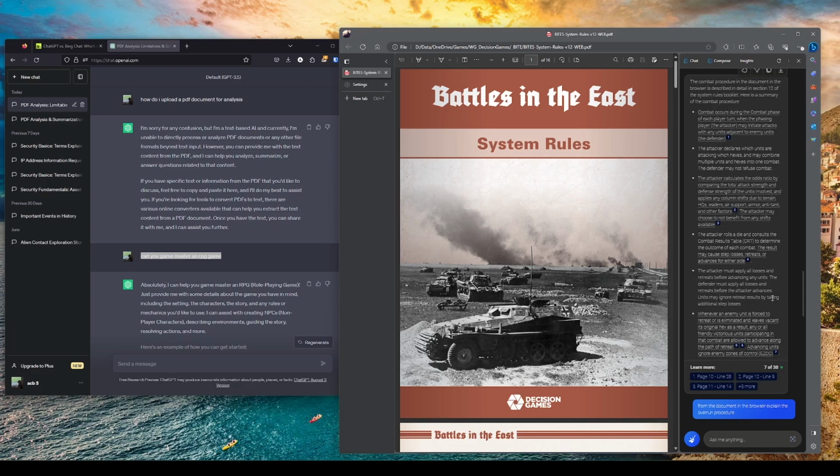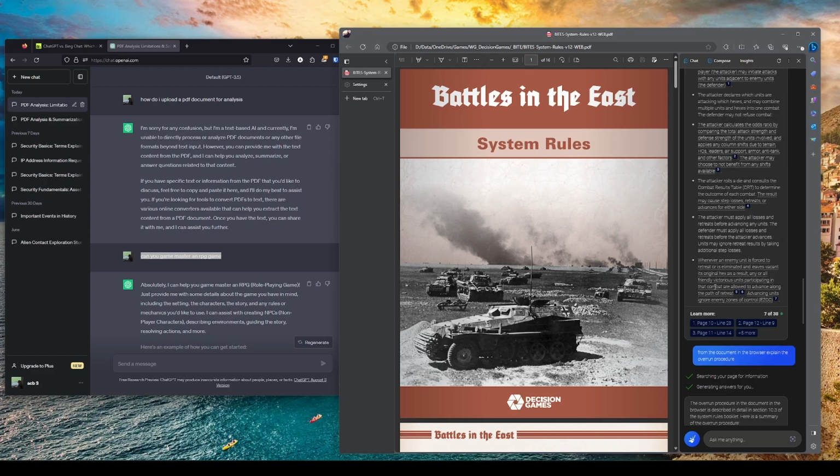Units may ignore by taking additional step losses. Now, it doesn't show me the exception in detail that if the attacker takes any losses, they can't advance after combat. Whenever an enemy, and then they talk about advancing. Participants are allowed to advance along the path of retreat. Ignore EZOCs. It doesn't tell me the difference between infantry and mech there.